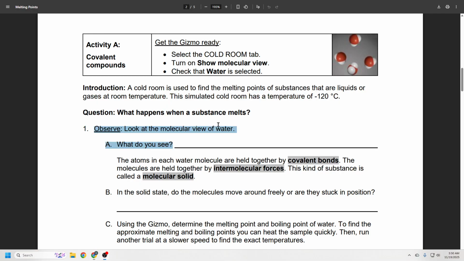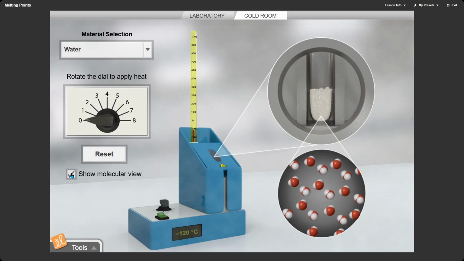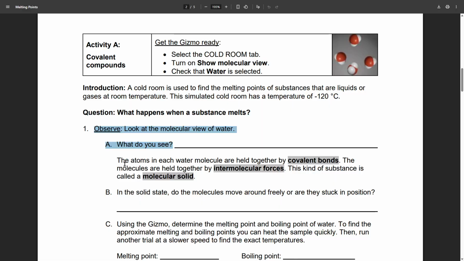What do you see? So in order to see the molecular view of water, you click the little button over here or check mark over here, and now you're looking at the molecular view of water. In the bottom right side of the screen, just describe what you see and write it in 1A.